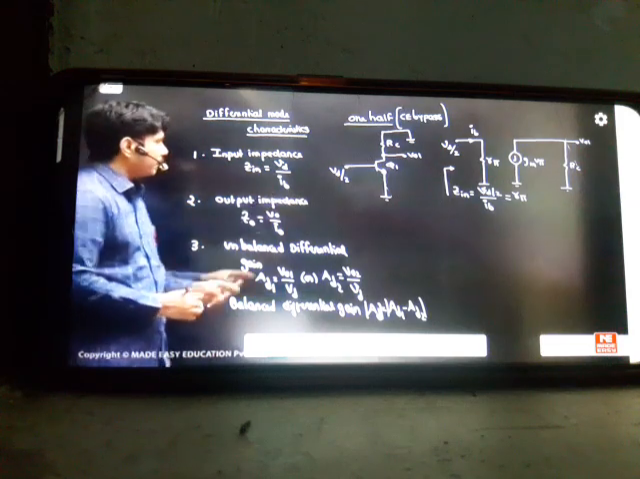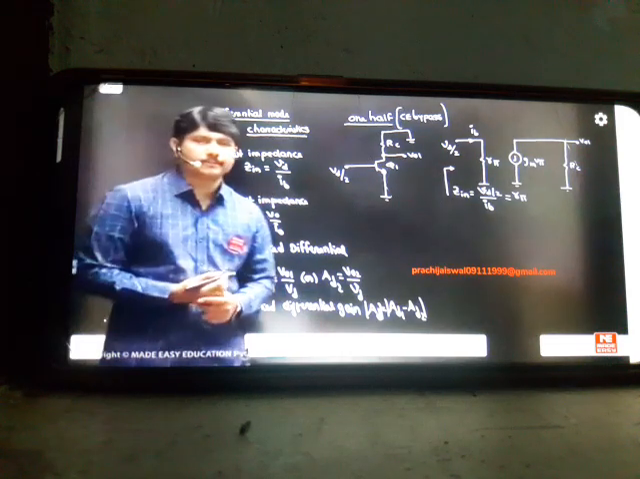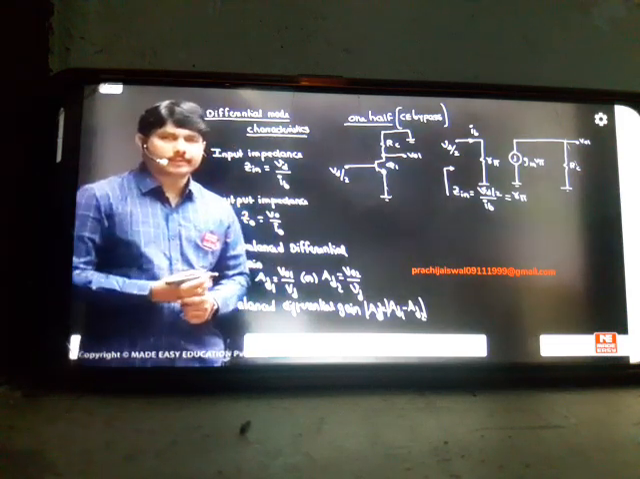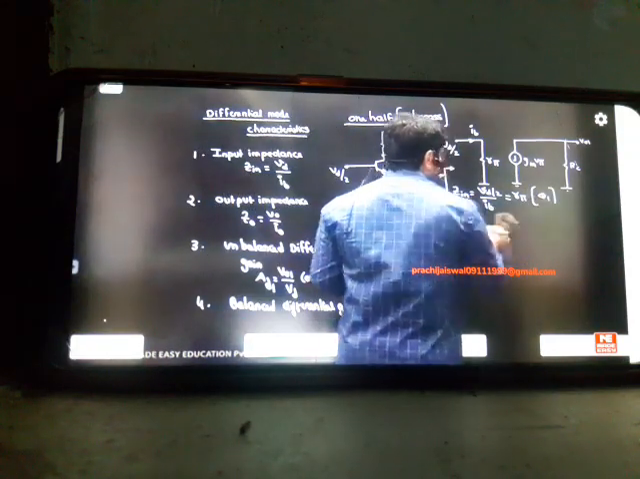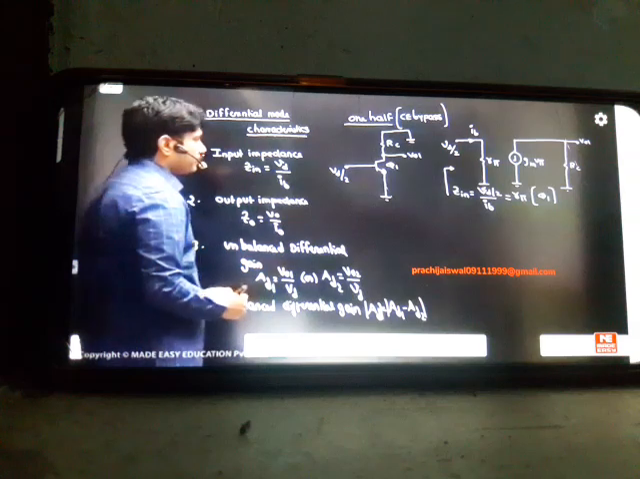So my definition is not that one. My definition is this one: VD by IB is my input impedance. That is for only one transistor. Now we want it for two transistors. Then how to convert this answer? This is only for the Q1 transistor, the input impedance of Q1. But if you want it for both Q1 and Q2, the definition should be this one.